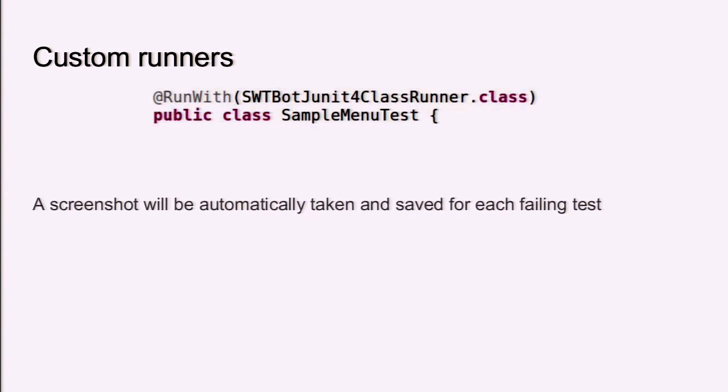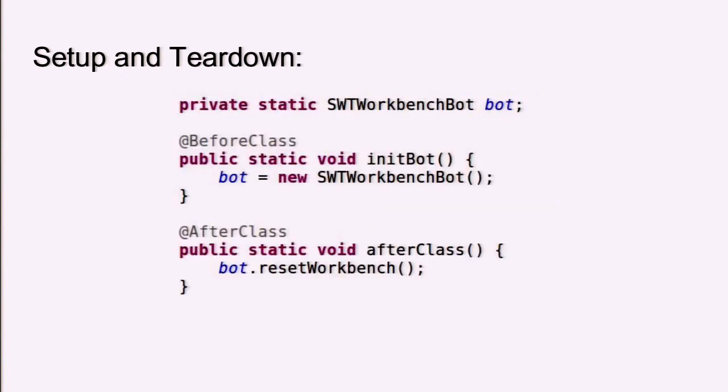So let's have a look at how a test in SWTBot looks like. So you can use any testing framework. You can simply write a pure Java class. If you use this special JUnit runner, what you get for free is that if a test fails, SWTBot automatically records a screenshot of the application while it was failing. And this could be useful in many contexts.